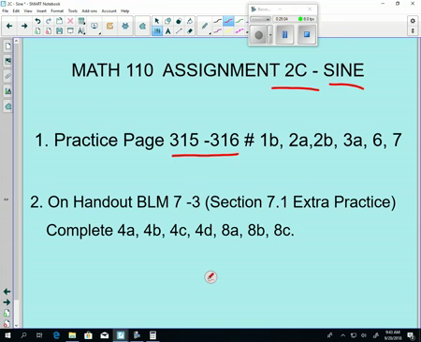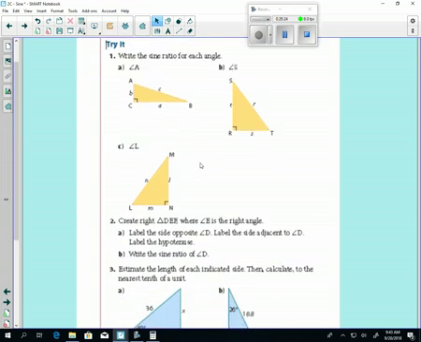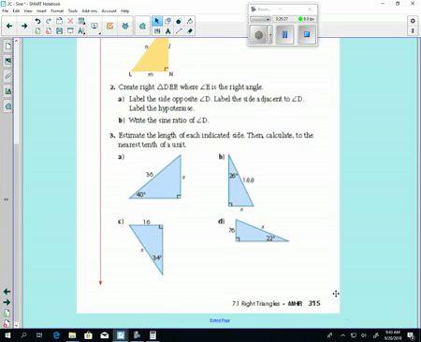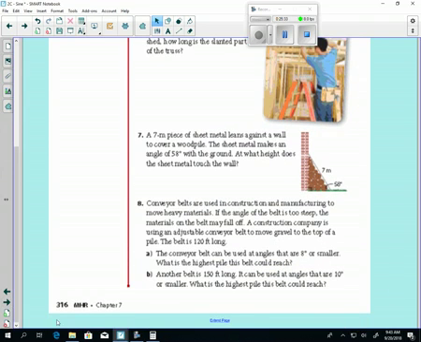I'm giving you a copy of these pages. You're only going to do 1B, 2A, 2B, 3A, 6, and 7. And then there's an extra practice sheet here, and only these particular numbers. This is the same practice sheet I gave you the other day. And I'll show you right now again. There's the page numbers. That's page 315. And this is page 316.